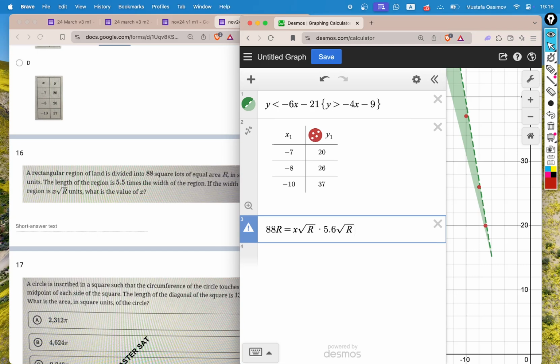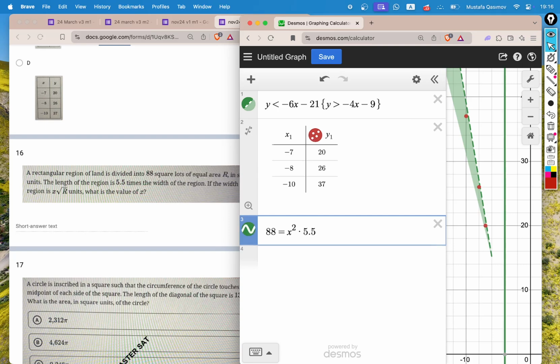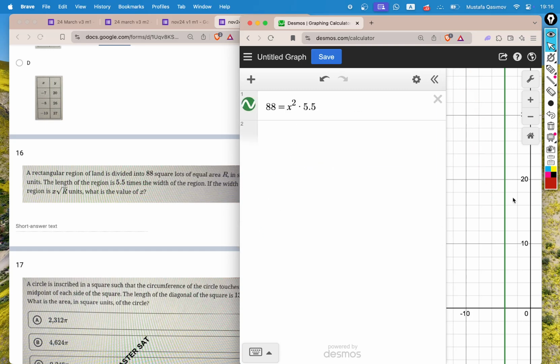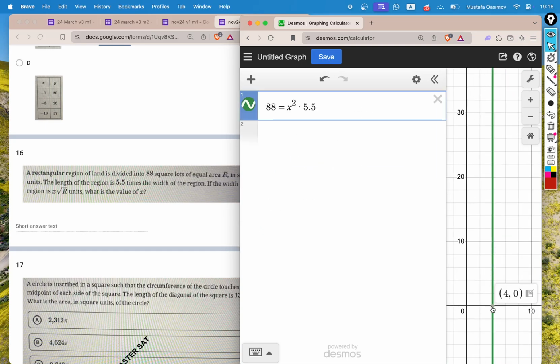Then instead of these two square roots of R, we can write R, then we can eliminate them with the first R. So we can write it like this. But it's x squared because both of them have x. So it's our answer. Answer is 4.